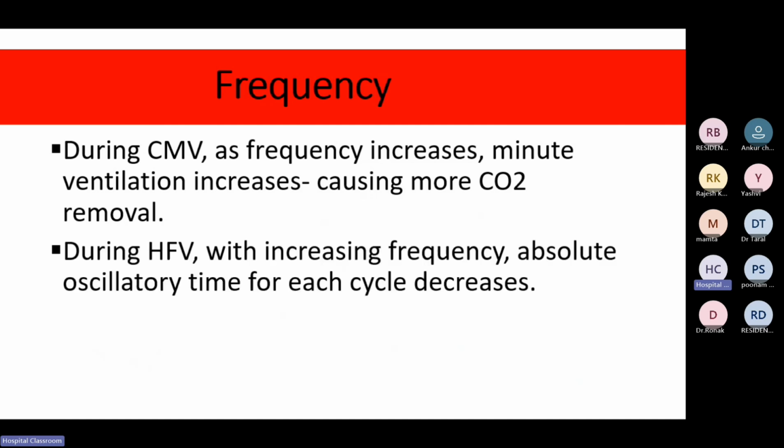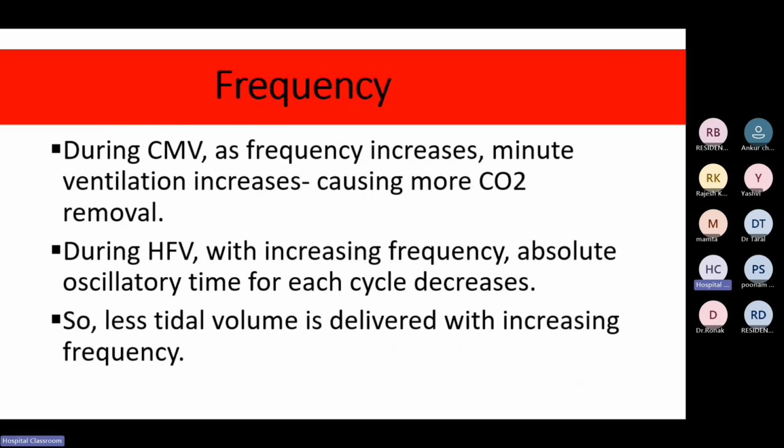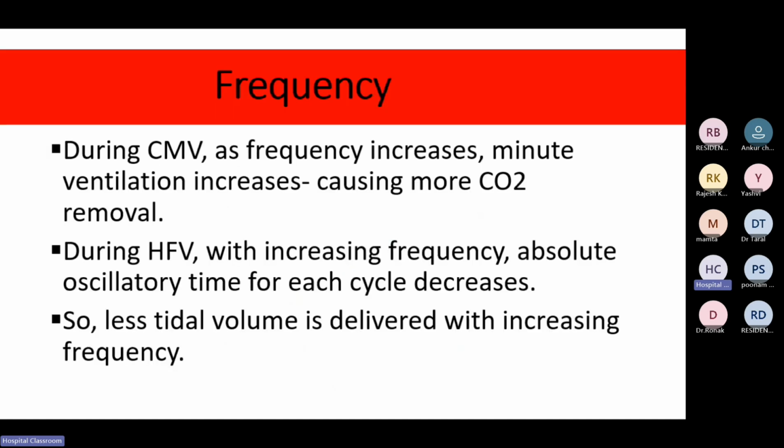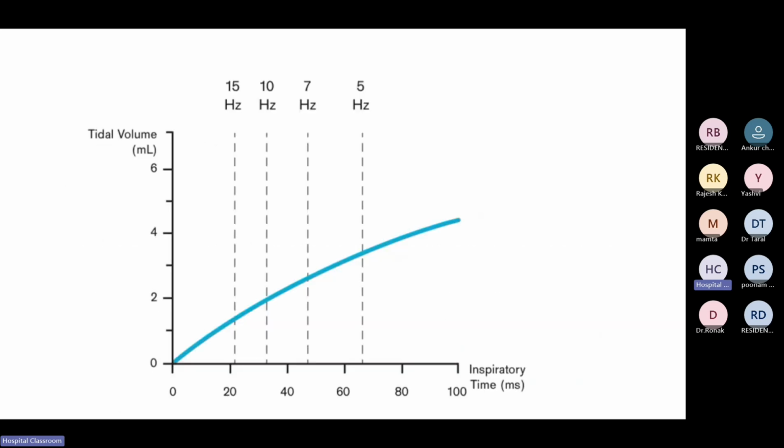But that is not the case with high frequency ventilation, because if you increase the ventilation frequency, the absolute oscillatory time for each cycle decreases. And as the time available for gas exchange decreases with an increase in the frequency, less tidal volume is delivered. That is why with an increase in frequency, you are actually causing more CO2 retention. So gas elimination will decrease if you increase the frequency too much.